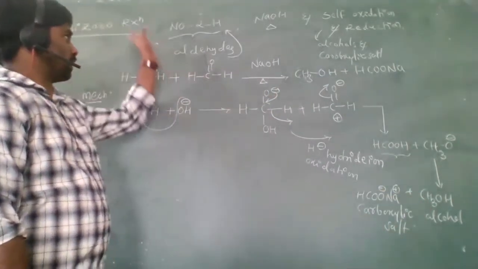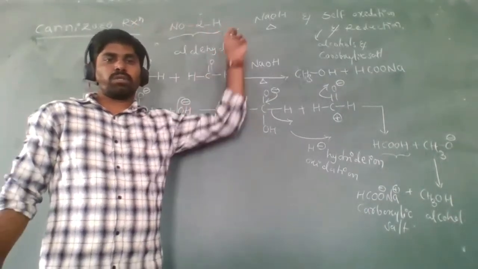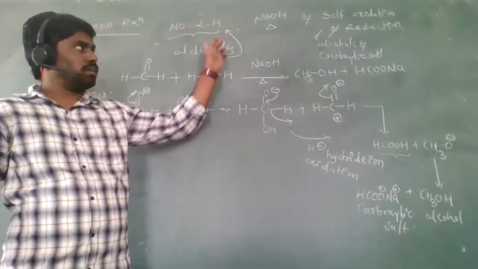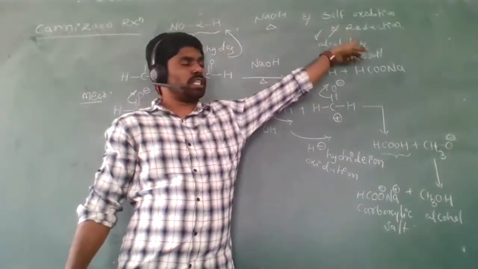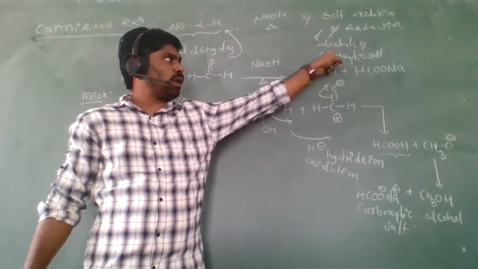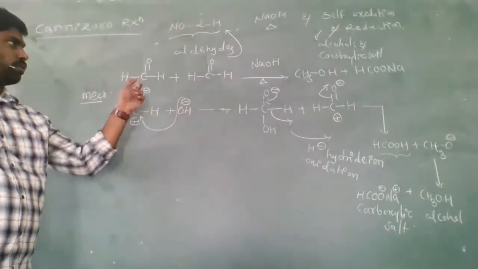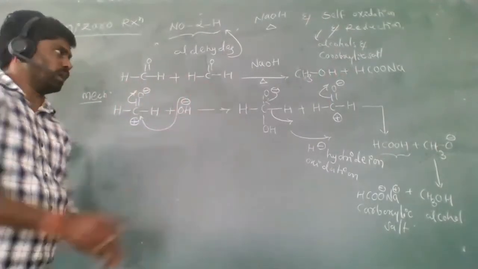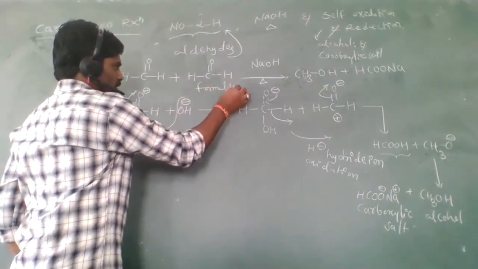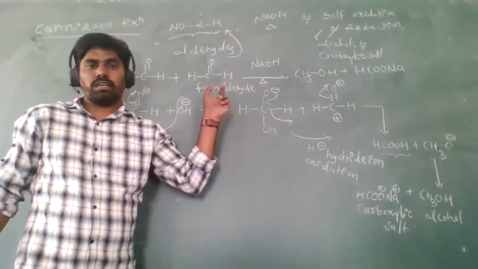So what is the Cannizzaro reaction? In the Cannizzaro reaction, the aldehydes which have no alpha hydrogens undergo self-oxidation and reduction in the presence of NaOH to give alcohols and carboxylate salt. So this is the reaction. This is formaldehyde, the example of an aldehyde with no alpha hydrogens.